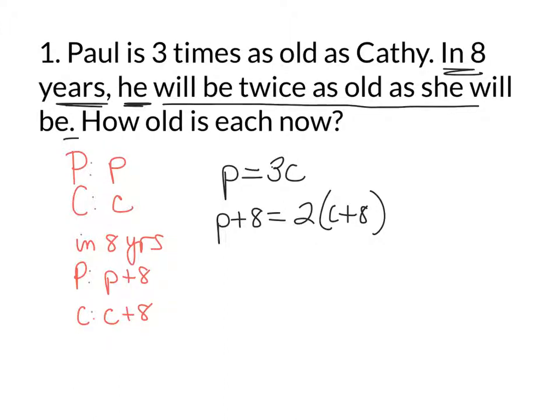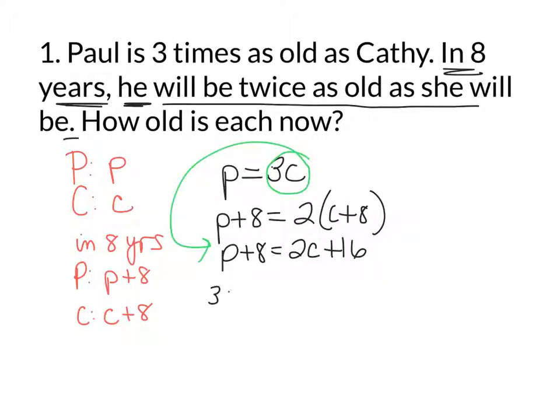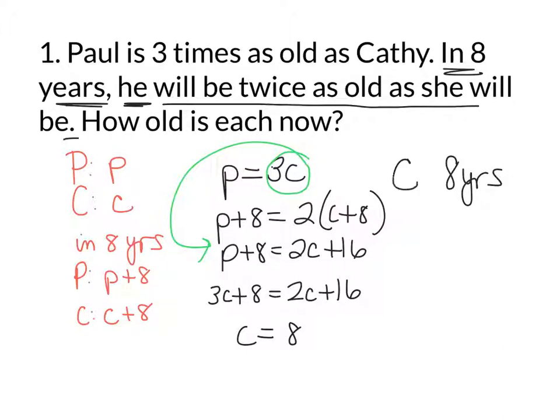So now you can solve this however you would like. P equals 3C, and then P plus 8 equals 2C plus 16. We know P is equal to 3C, so I'm just going to use substitution. Take the 3C and plug it in. So that gives me 3C plus 8 equals 2C plus 16. Subtract 2C, that gives me C equals 8. So what do we know? Kathy is currently, right now, 8 years old. Paul is 3 times that. So Paul is 24 years old.